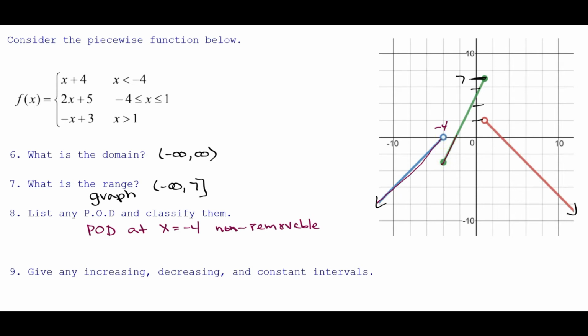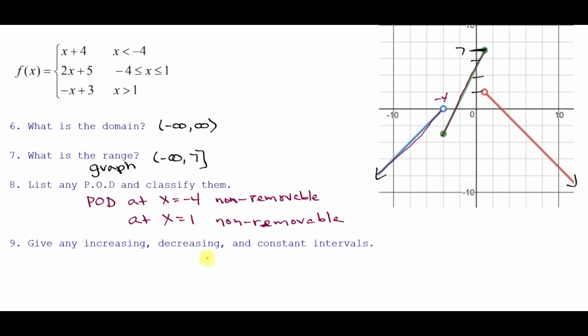Again, if we continue tracing this function, we're going to get to here, at which point we have to pick up our pencil again. This is happening at 1, so we have another point of discontinuity at x equals 1. And again, that point of discontinuity is non-removable because we cannot just shade in one point and make it continuous.